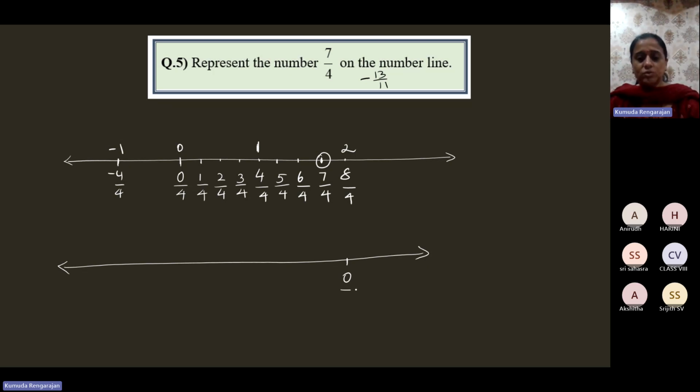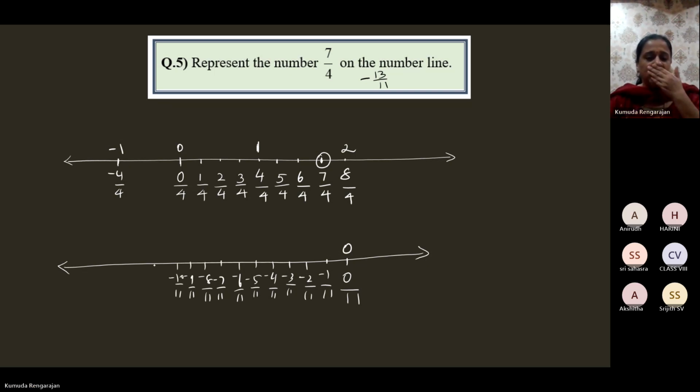So 0, which is 0 by 11. The denominator is 11. Then minus 1 by 11, minus 2 by 11, minus 3 by 11, minus 4 by 11, minus 5 by 11, minus 6 by 11, minus 7 by 11, minus 8 by 11, minus 9 by 11, minus 11 by 11. Minus 11 by 11 is minus 1. Then minus 12 by 11, minus 13 by 11, minus 14 by 11.